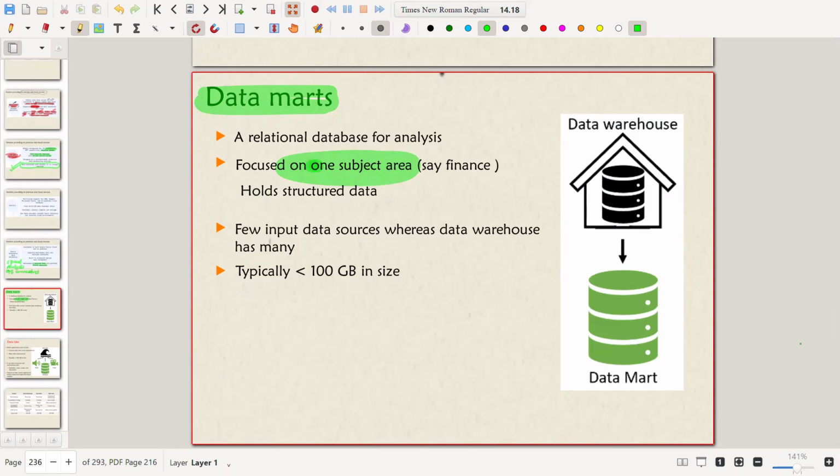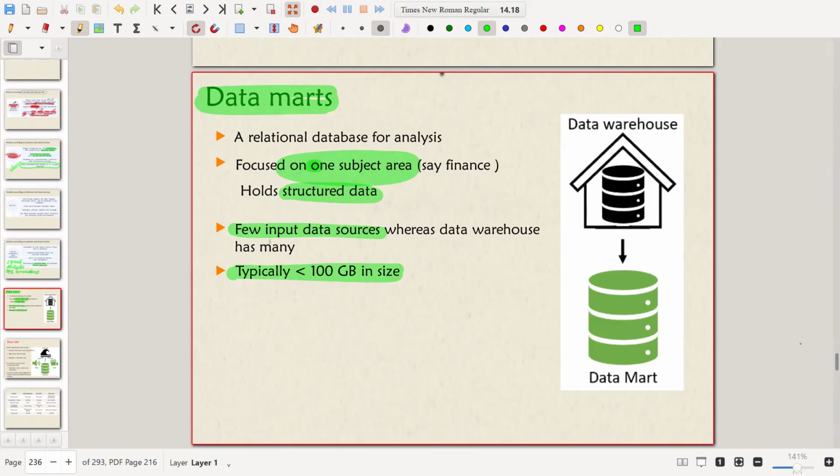One of the important things is that it holds structured data. Remember this carefully: a data mart holds structured data, right? However, one of the differentiating aspects is few input data sources. You can have very few input data sources. I mean, in terms of the number of connectors, you cannot collect many of them together as you would in a data warehouse. In a data mart, you can have only a few connections, and it is less than 100 GB in size, right?